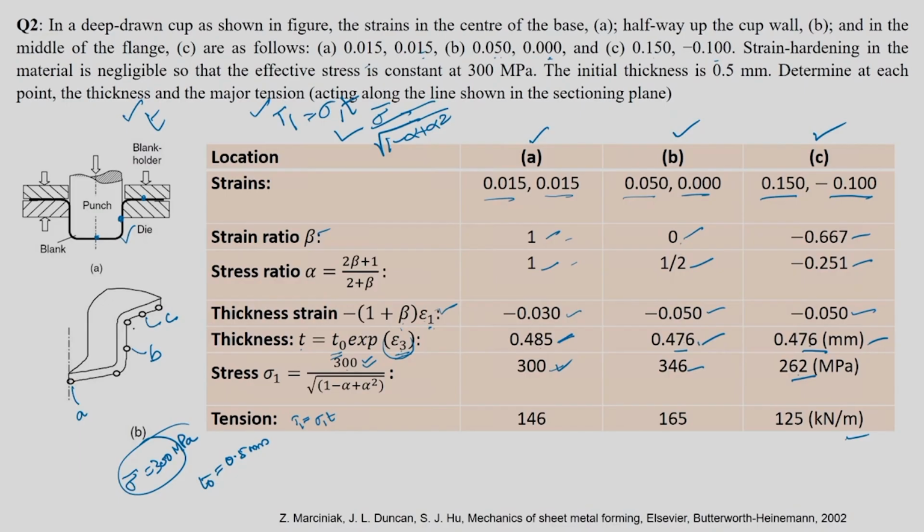Different locations A, B and C, you will see that A is deforming in this fashion, B is deforming in this fashion and C is deforming in this fashion. Your alpha, beta, thickness, strain, sigma 1, sigma 2, everything is going to change as per the location and strains that we get. So we stop here. In the next class we will start the new chapter.